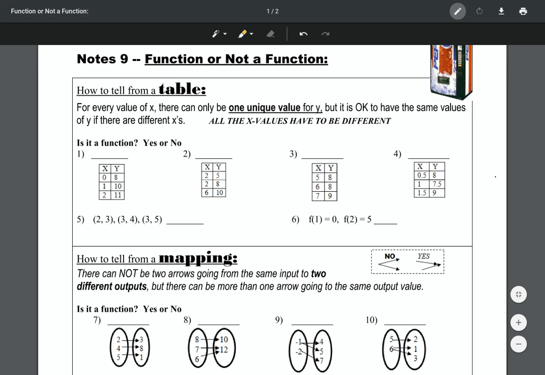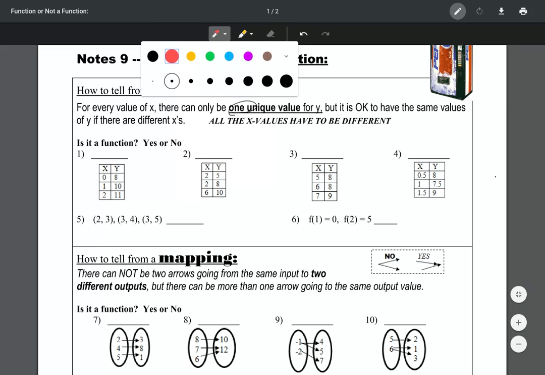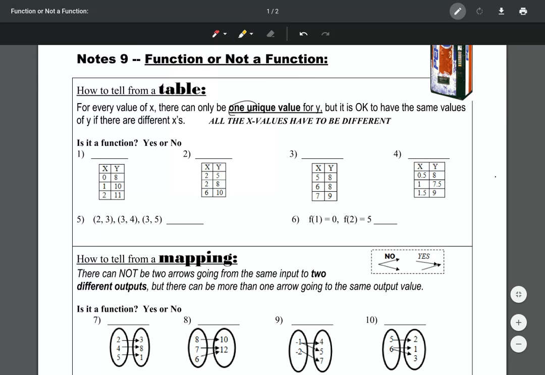For every value of x, there can only be one unique value of y. But it's okay to have the same values of y if there are different x's. So just remember, all x values have to be different.